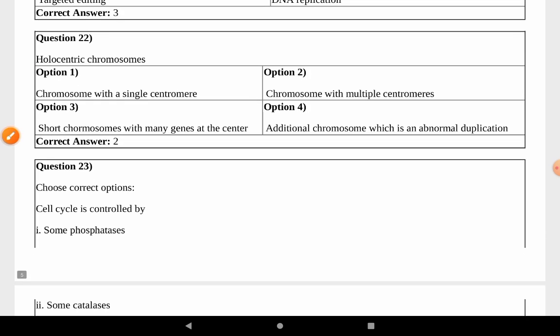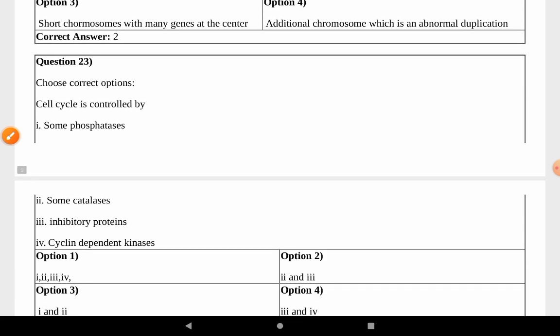Our next question is holocentric chromosomes. Option 1 chromosome with a single centromere. Option 2 chromosome with multiple centromeres. Option 3 short chromosomes with many genes at the center. Option 4 additional chromosome which is an abnormal duplication. So the correct answer is option 2, chromosome with multiple centromeres, known as holocentric chromosomes.